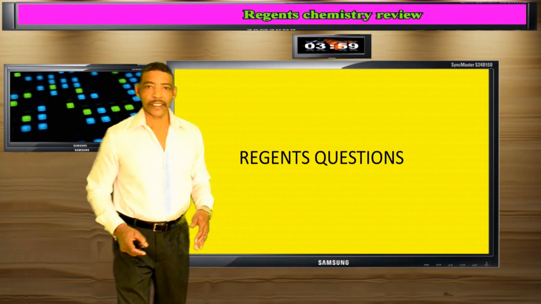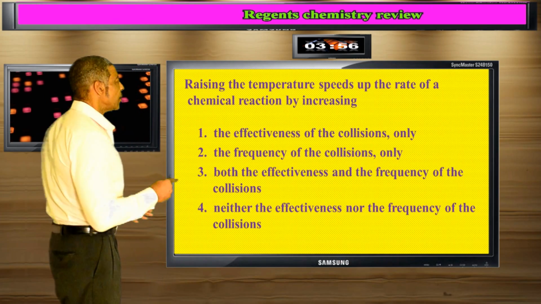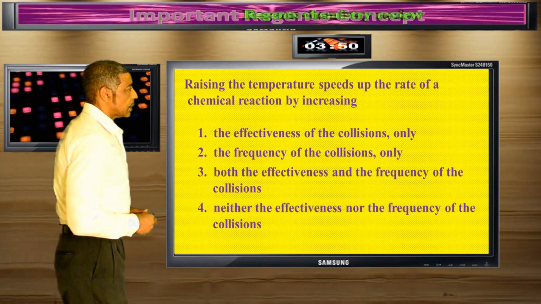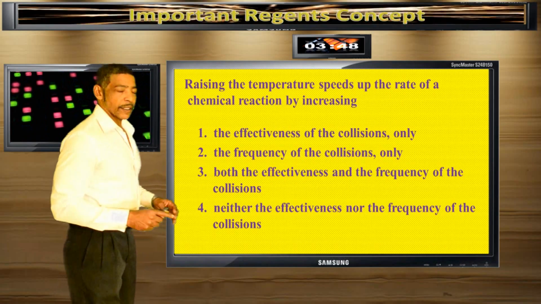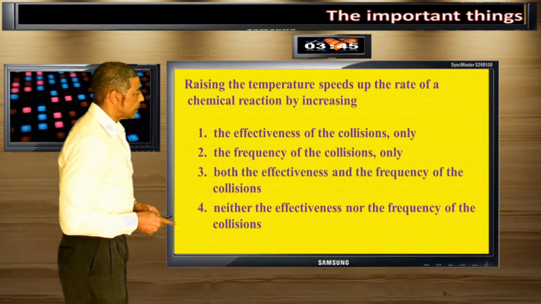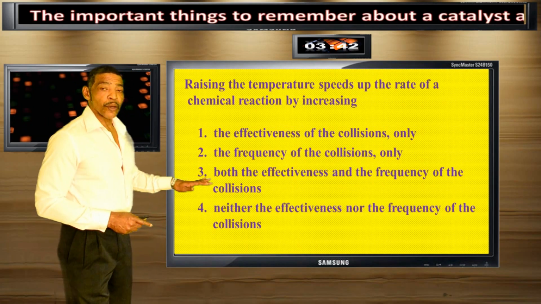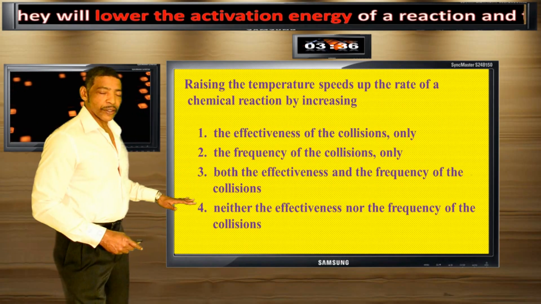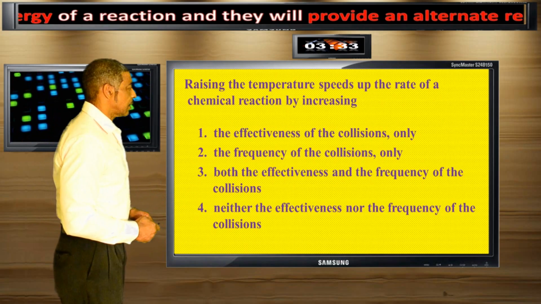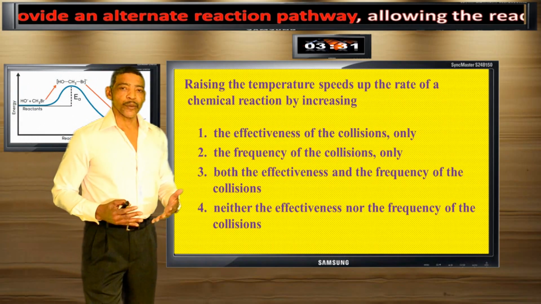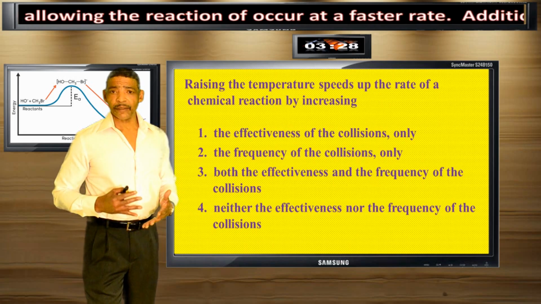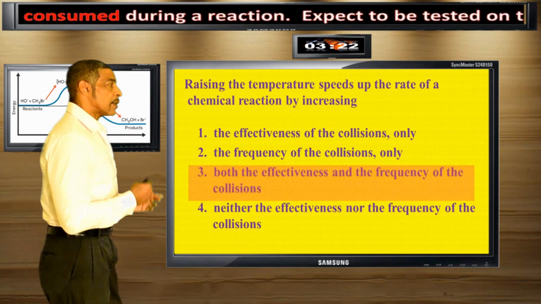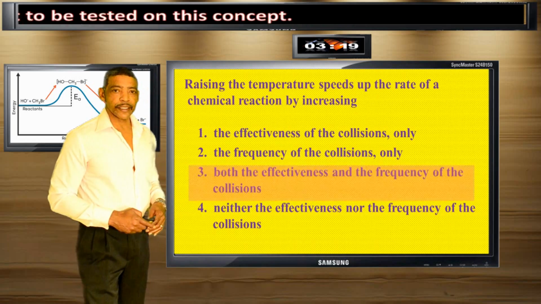Now for some Regents practice, consider the following questions. Raising the temperature speeds up the rate of a chemical reaction by increasing: number 1, the effectiveness of the collisions only; number 2, the frequency of the collisions only; number 3, both the effectiveness and frequency of the collisions; or number 4, neither the effectiveness nor the frequency of the collisions. Increasing the temperature will increase the average kinetic energy of the reacting particles. Therefore, the correct answer to this question is number 3, both the effectiveness and the frequency of the collisions.